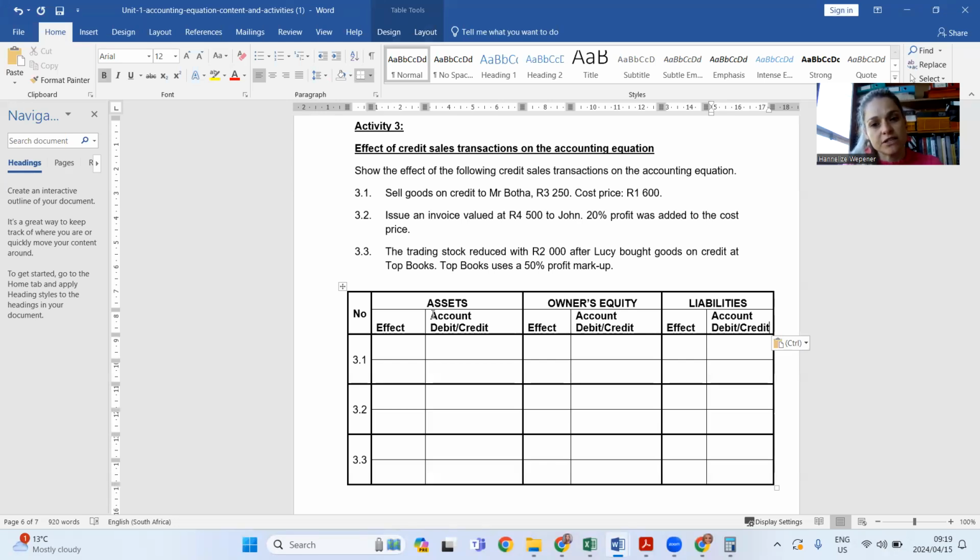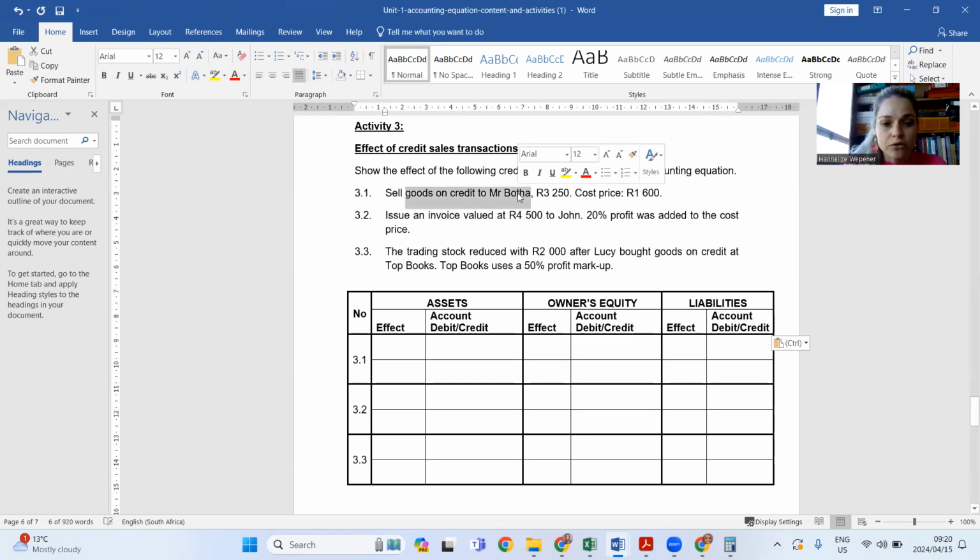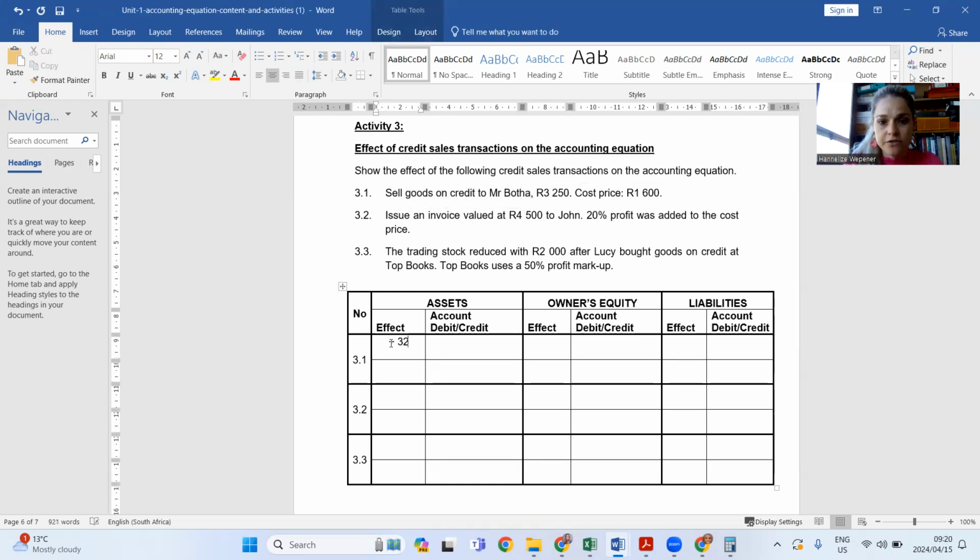Okay, so sell goods on credit to Mr. Botha, 3,250, and then they give you the cost price. So that means that Mr. Botha owes you more money. Therefore, you have more assets, so plus 3,250, because this debtor now owes you more money. So debtors control debit, right? Which means that you have more income because of the sale. So plus 3,250 for your sales that is now increasing with a credit.